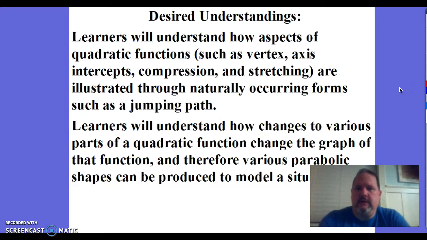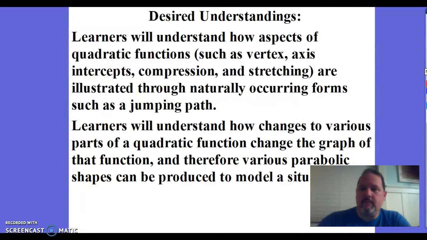Desired understandings. I delve into the chapter called Understanding, which I thought was a really great title for that chapter. That's what's hard to get to the bottom of: the artifacts, and how they would get to this, which I guess is the next one. Again, I use the word how. Aspects of quadratic functions are illustrated through naturally occurring forms, such as a jumping path. That's an understanding that would be good for a student to grasp, and how the various parts of that function will change the shape of the function, the parabola, right?